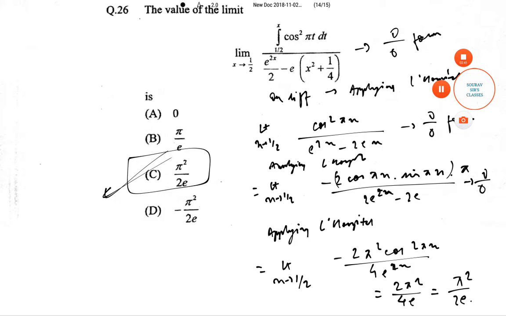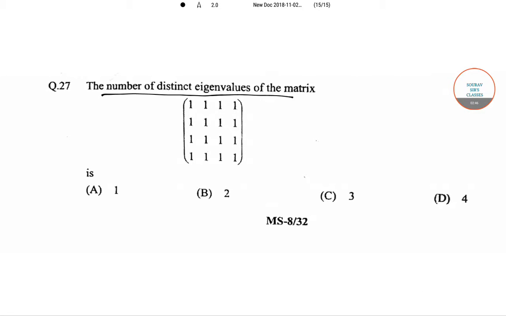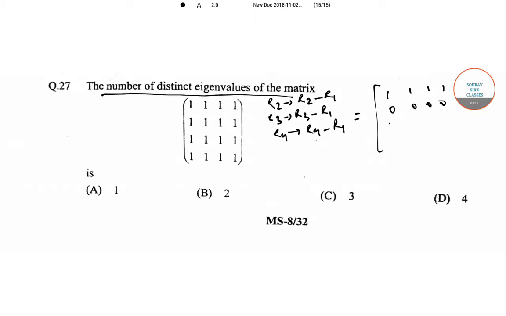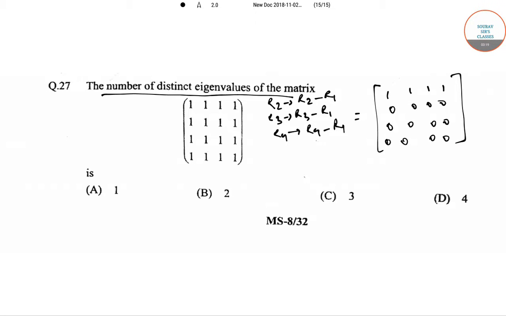The next question is the number of distinct eigenvalues of the matrix is. So this matrix, if I perform the row operations R2 equals R2 minus R1, R3 equals R3 minus R1, R4 equals R4 minus R1, I get this to be 1 1 1 1, and the rest all rows have 0 as their elements. So let this matrix be A.